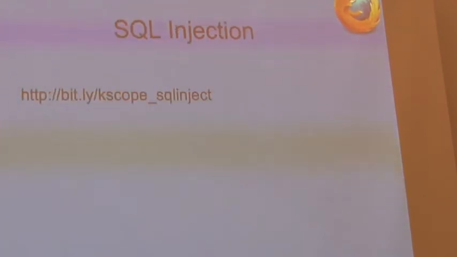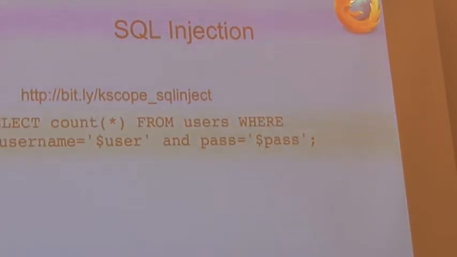Right. So SQL injection, there's a URL here with a lot more details, but I'll give you just the basics of it. Here's how you can authenticate: select count from users where username equals $user and pass equals $pass, and the username and password are supplied by the user. If the count is greater than 0, then log in. This is very primitive, and nobody would ever use this, hopefully, but it gets the point across.